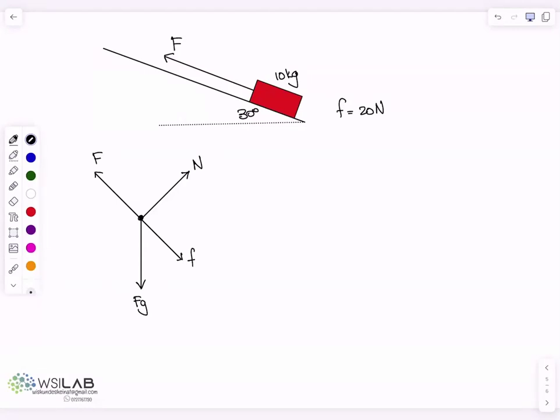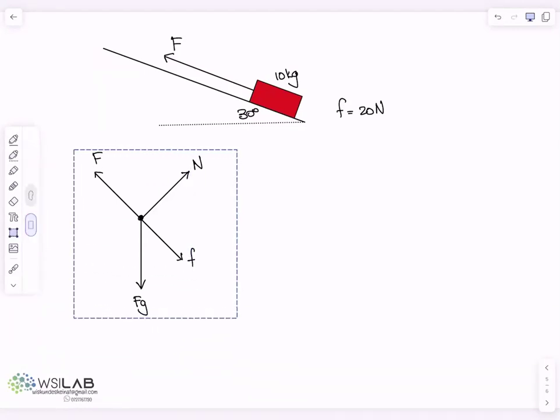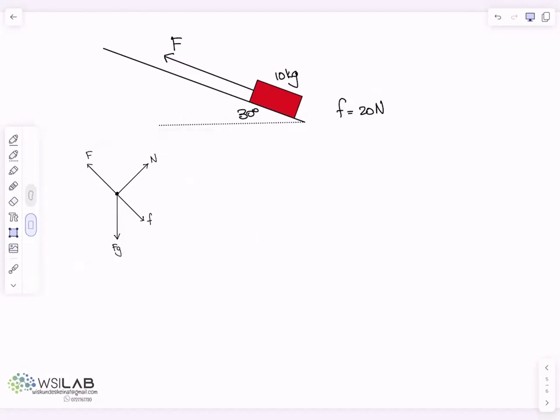So that's the free body diagram of all the forces on the box. Happy with that? Yes, sir. Right, so now I want to know, what is W net? What's the net work? I'm going to say the net work is the work done by the applied force plus the work done by friction plus the work done by the gravitational component. You see that?